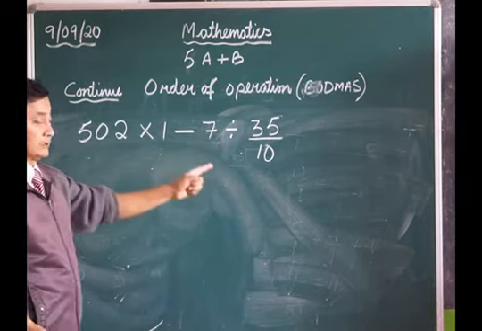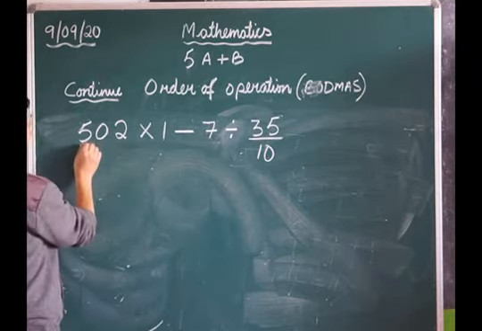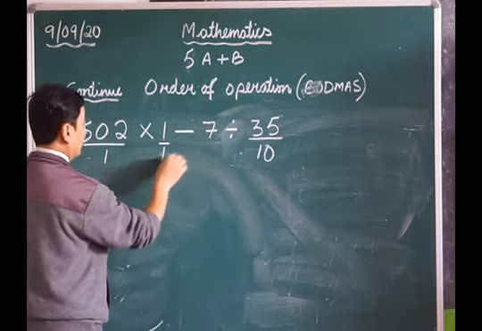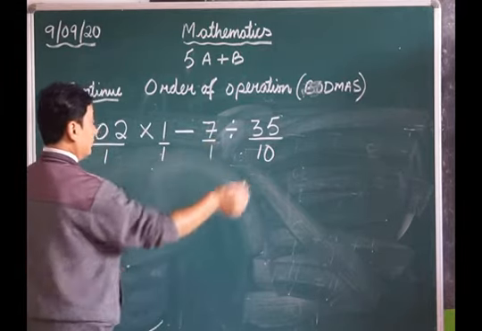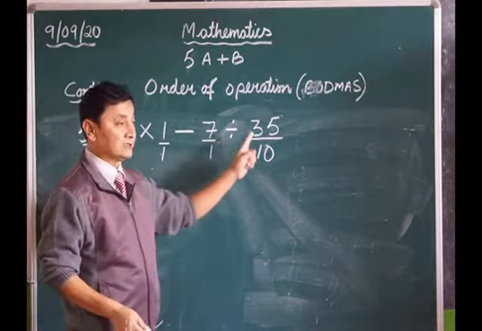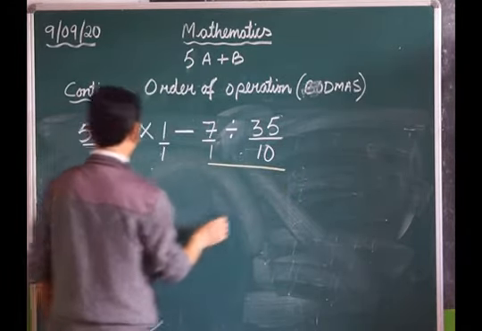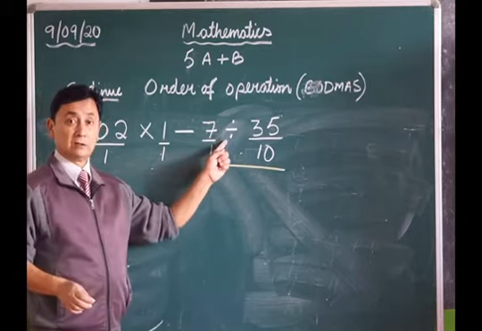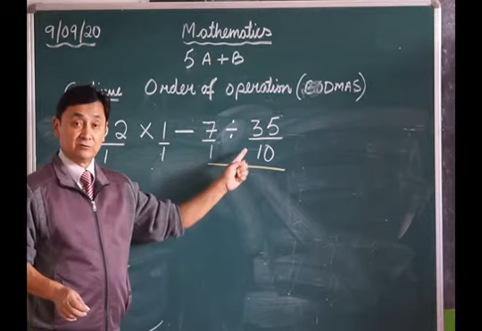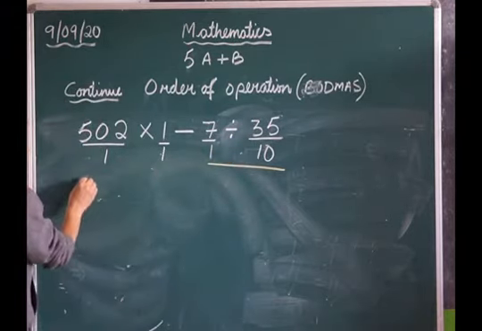There is no denominator, so we can put our denominators to make the sums look the same. 502 upon 1, 1 upon 1, 7 upon 1. Now it looks the same. So what is the first step we must do? Multiplication or division? Division. So remember to draw a line. Here is division. We cannot cancel. So what should we do? When we do this, we have to change the sign and write the reciprocal.